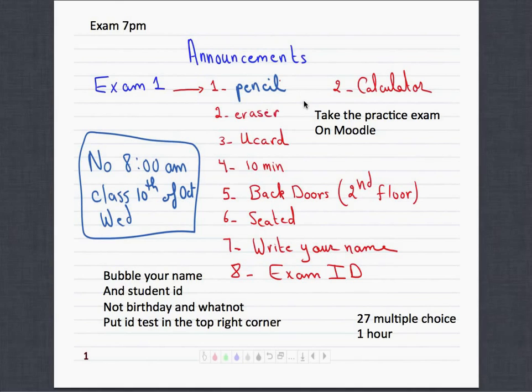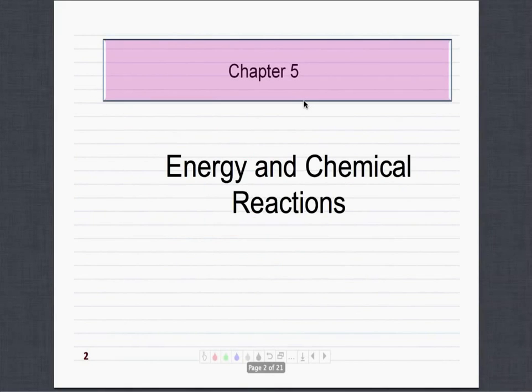Okay, so we stopped. The last time we were talking, that was Friday. We were talking about thermodynamics, and we did talk about how to calculate the energy you need to heat something or to cool something. And we said that Q equals the mass times the specific heat capacity times delta T. And we did two examples.